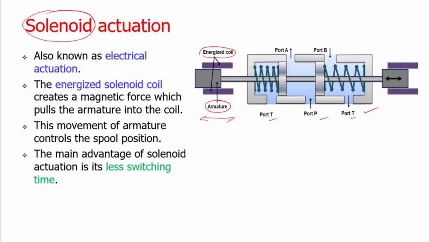The main advantage of the solenoid actuation is that the switching time is less. In mechanical actuation or manual actuation, the switching time is a little long. In the electrical actuation, we have to just give an electrical energy pulse to the actuation system. It is immediately actuating the valves.